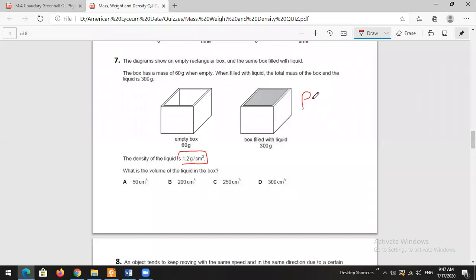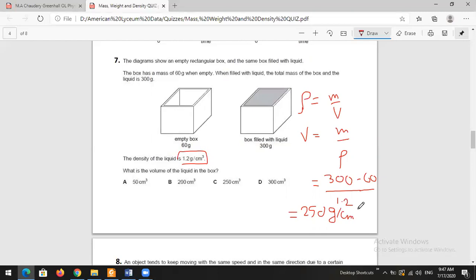As we know, density is equal to mass over volume. So actually we need to calculate the volume. Volume will be equal to mass over density. So what is the mass of the liquid? It will be 300 minus 60, and the density of the liquid is 1.2. Solve it. So it gives you 250 centimeter cube. So which option is correct? C option.